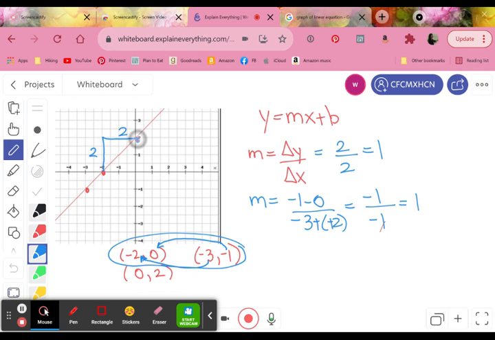Fantastic. And then we know the y-intercept is at 2. So my equation will be y equals 1x, but we don't have to write the 1, plus 2.